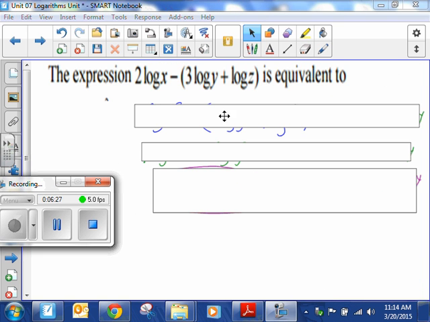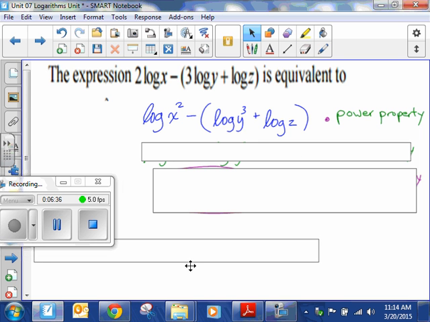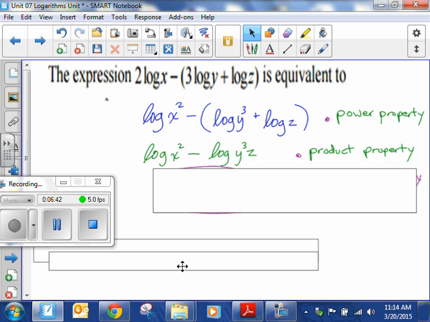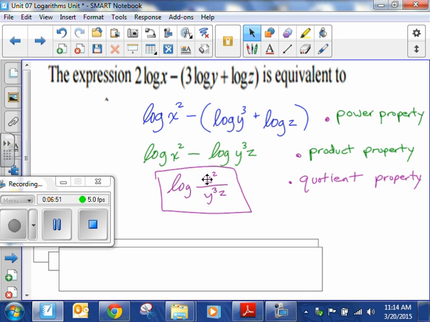Here we have a properties of logarithms question. Here we are condensing. First thing I do is the power property, log x squared minus log y cubed plus log z. Then I apply the product property. I change the addition to multiplication. And then finally the quotient property, which condenses everything to x squared over y cubed z, the log of that.